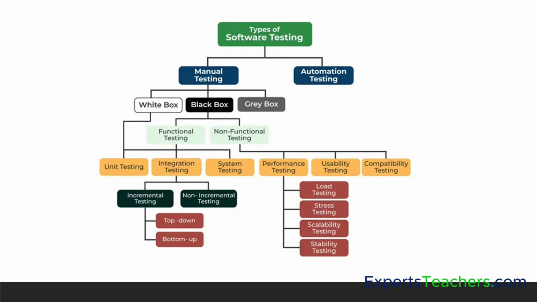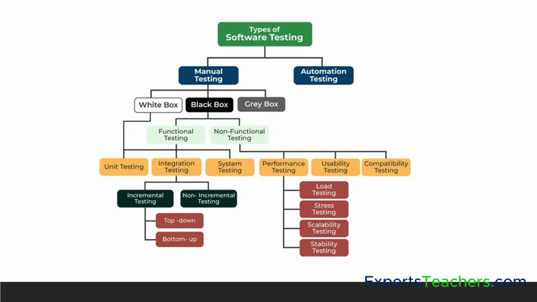But in white box, the internal coding needs to be checked. The tester needs to check the coding of the software development. So that is white box. And gray box is a combination of black box and white box. In this, sometimes the requirement is for performing black box testing and sometimes it requires white box.